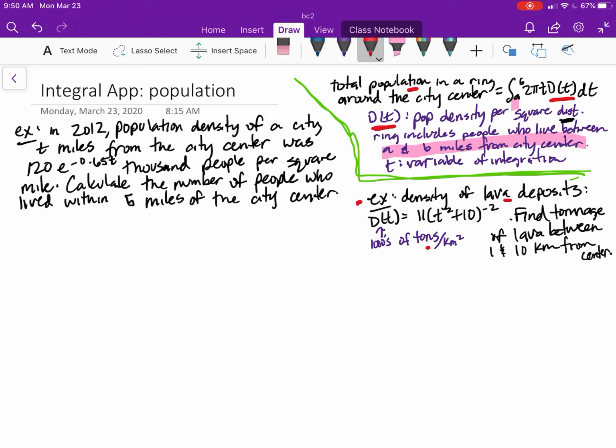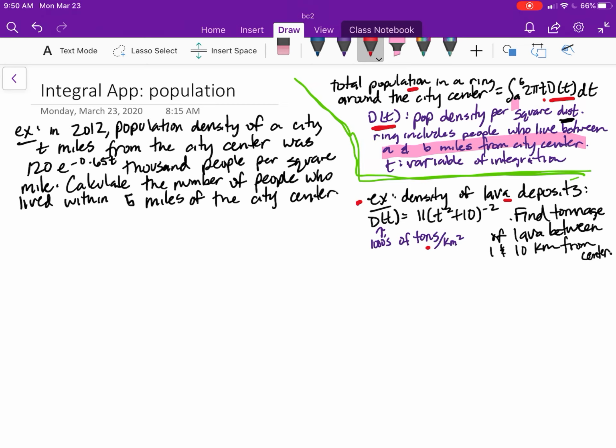Okay, so looking back at the formula, we have 2 pi t d of t. T is our variable of integration, so therefore that will remain a variable. We don't substitute a value in there. D of t, like I said, is population density function. And then this 2 pi, that's part of the formula. It is constant, right? Pi is not a variable.